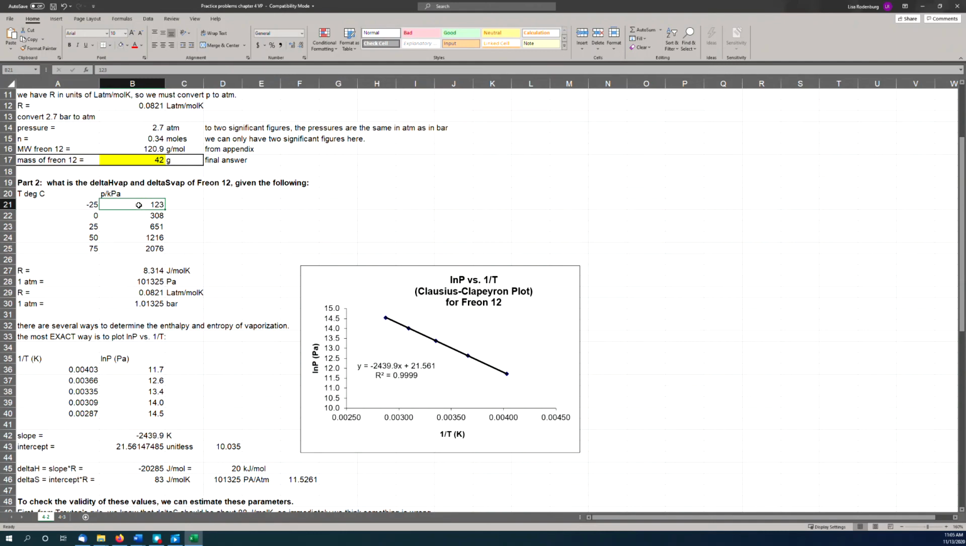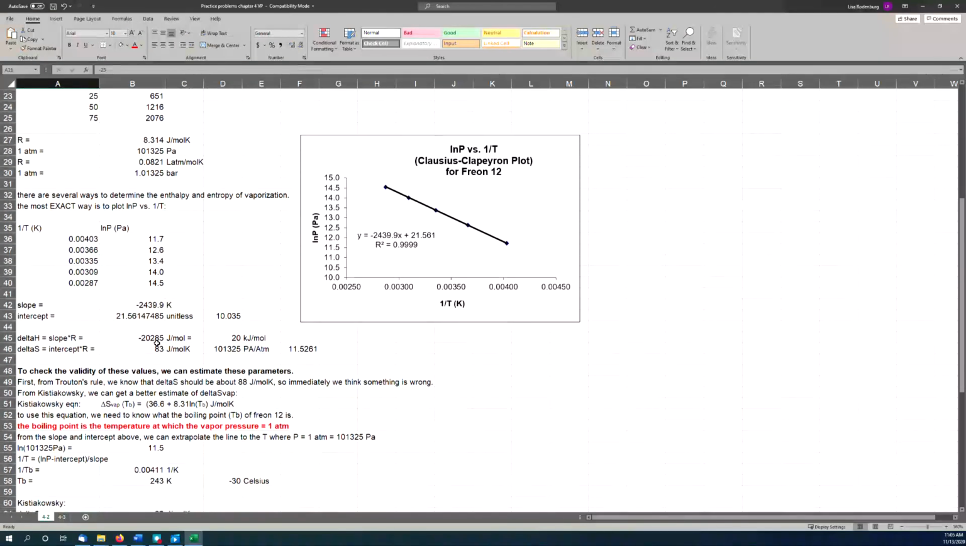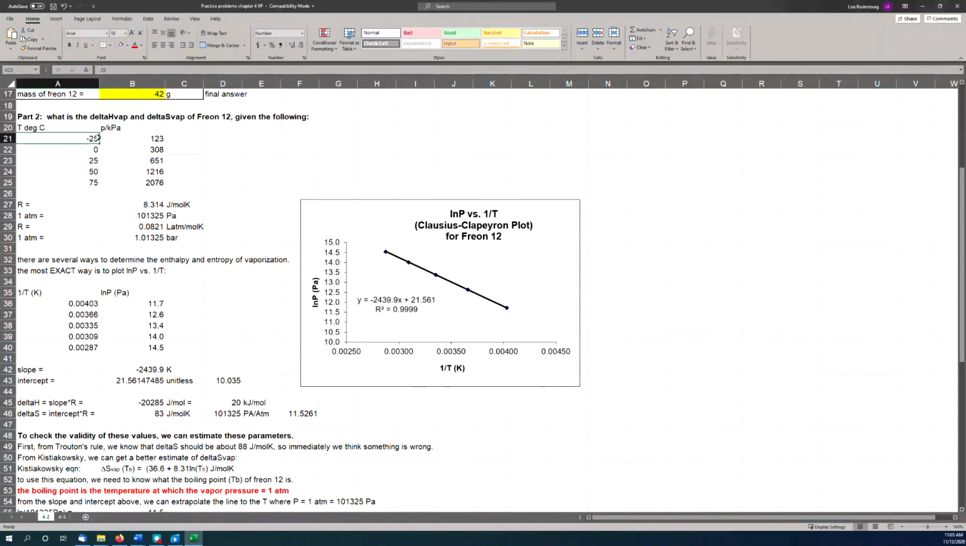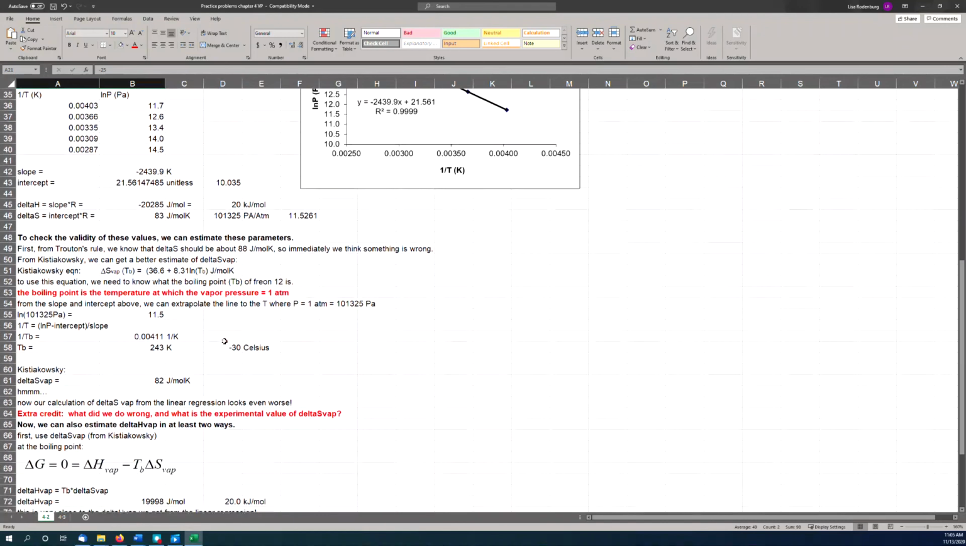So that means that our boiling point must be below minus 25, somewhere down here, because the vapor pressure is going down. We need to get it down to 101. So our boiling point must be less than minus 25. And if we figure out what that must be, we do the math here, we get 243 degrees Kelvin, which is minus 30 Celsius, which is indeed a little bit lower than the minus 25 here, so that makes sense.